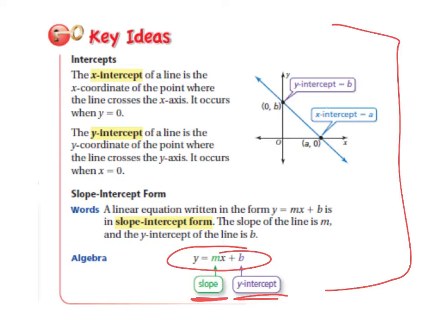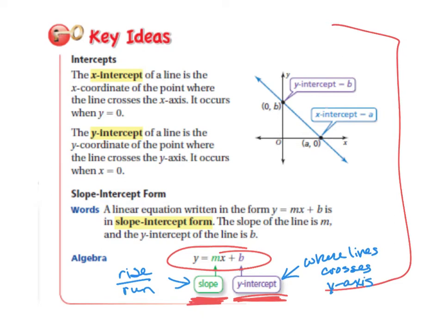So refresh your memory with what slope-intercept form is. Y equals mx plus b. And that m represents the slope, and b represents the y-intercept. Those are the two things that we are going to be needing. We're also going to have to remember that slope is rise over run. That's how we do it on a graph. And y-intercept is where the line crosses the y-axis. Those are two things that we have to know because we're going to use them to graph our equations.